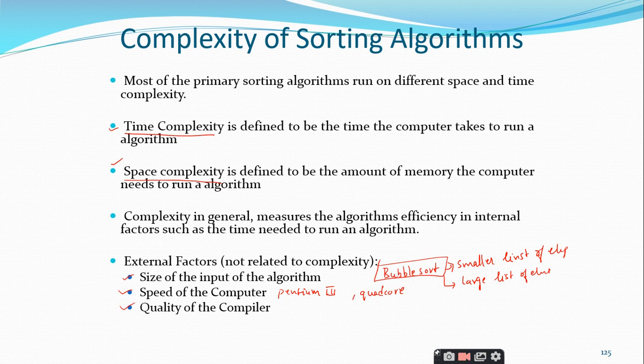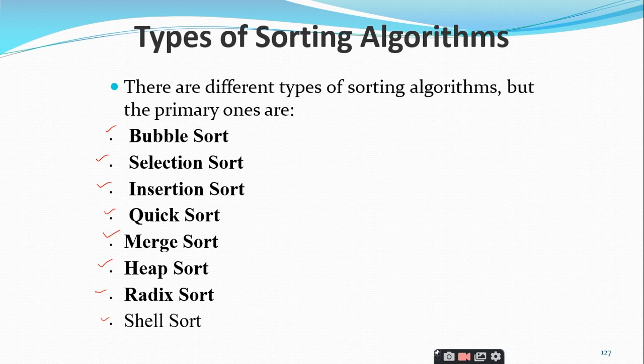Other than these two parameters, we also have some external factors that influence the efficiency of the algorithm, namely the size of the input, the speed of the computer, and the quality of the compiler. And finally, we listed various sorting algorithms available in the data structures concept. In the next sessions, we are going to discuss each and every topic individually with an example scenario also.